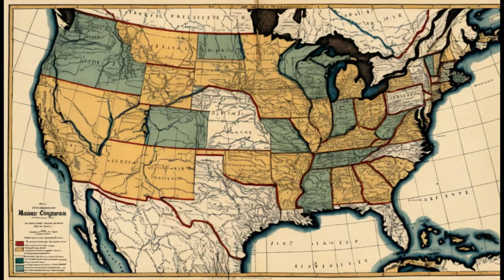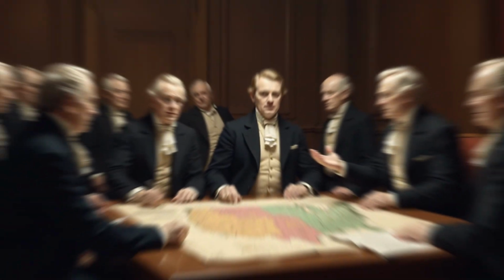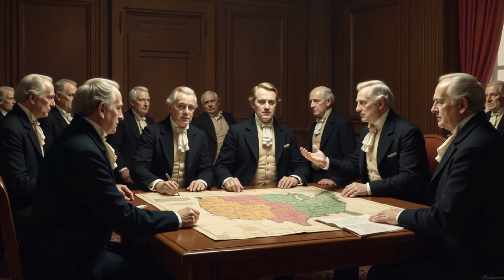To avoid a full-scale crisis, Congress crafted a solution called the Missouri Compromise. Under this agreement, Missouri would be admitted as a slave state, while Maine, previously part of Massachusetts, would enter as a free state, preserving the balance between North and South. Additionally, the compromise established a dividing line at the 36 degrees 30 minutes parallel. Territories north of this line would be free, while those south could allow slavery.